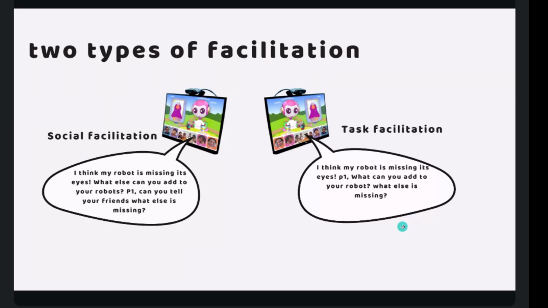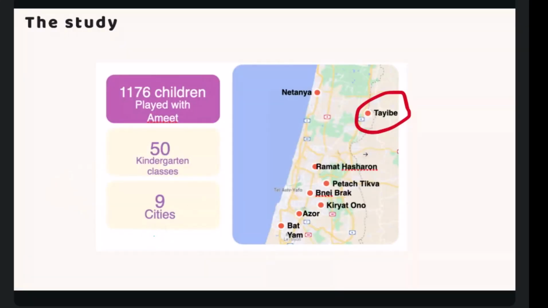So here you can see some examples. In the task facilitation, Amit would address one specific kid, and she said, what can you add to your robot? What else is missing? While in the social condition, she would invite the whole group of four kids to participate and help the participant that had a problem or a challenge, so to collaborate and solve it together.